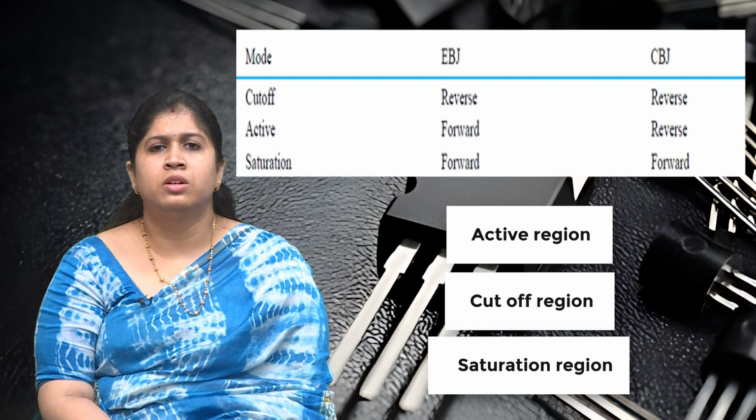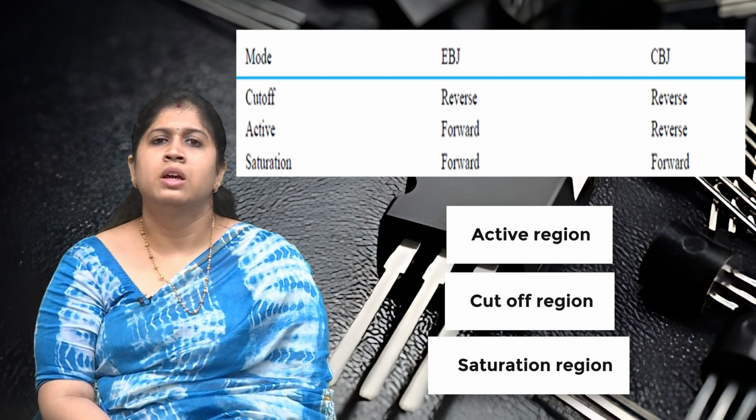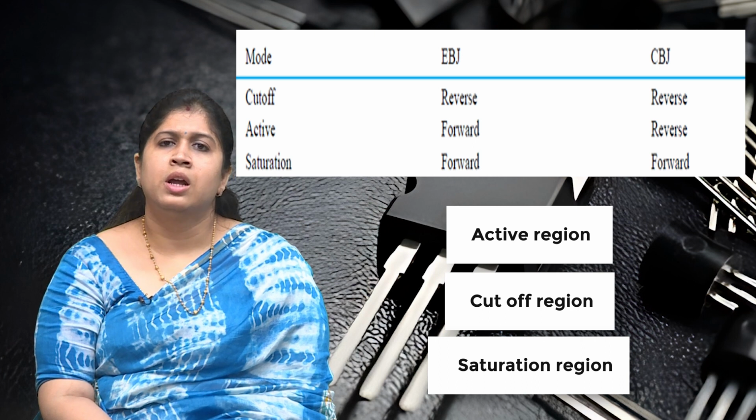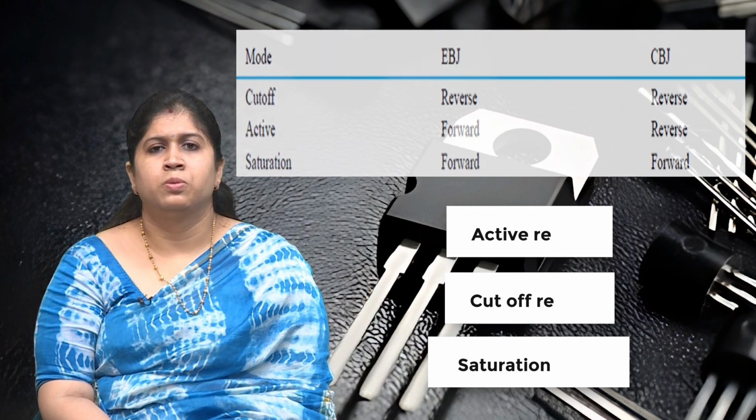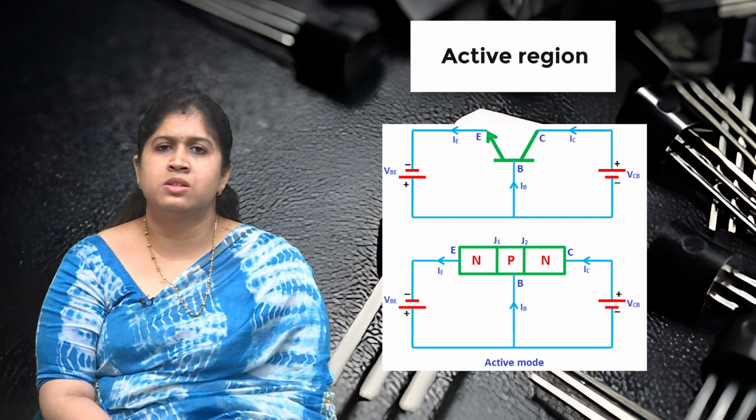In the cutoff region, EBJ is in reverse mode and CBJ is in reverse mode. In the active region, EBJ is in forward mode and CBJ is in reverse mode. In the saturation region, EBJ is in forward mode and CBJ is in forward mode. This is the diagram of active mode for an NPN transistor.